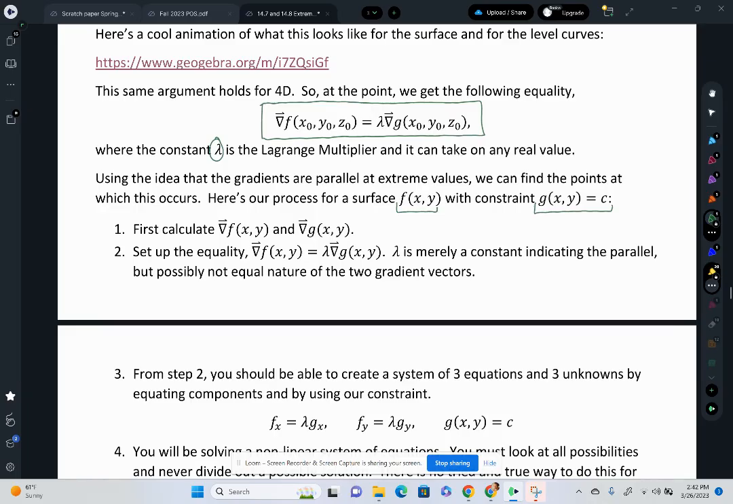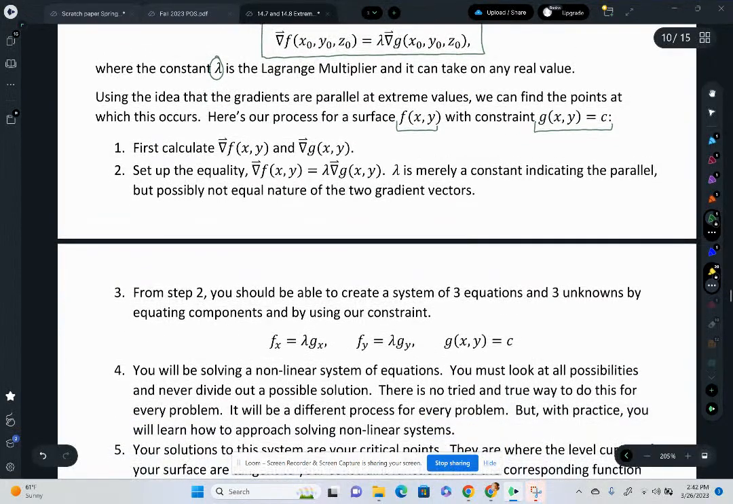Then we're going to set up the equality where the gradient of f is equal to lambda times the gradient of g. And remember that lambda is merely a constant. It indicates that parallel relationship, but the possibly not equal nature of that parallel relationship. One of the gradients could be longer than the other, and that's what that lambda is there for. Once we set those two vectors equal to each other, we're going to equate coefficients, and that's going to give us equations 1 and 2 from the first and second components if it's a function of x and y.